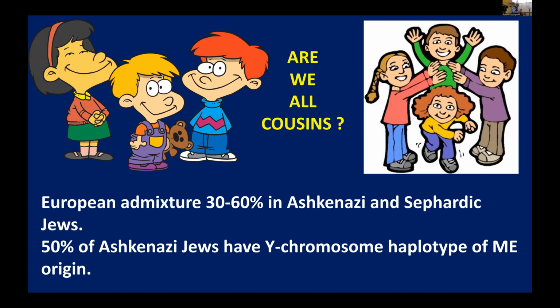So are we all cousins? Eventually, Ashkenazi have 30 to 60% of a mixture of Ashkenazi and Sephardic Jews, very, very similar. 50% of Ashkenazi Jews have a Y chromosome haplotype which is of Middle Eastern origin. So we could say, not for sure, but with a great degree of certainty, that we do belong to the Middle Eastern ancient Hebrews of that time.